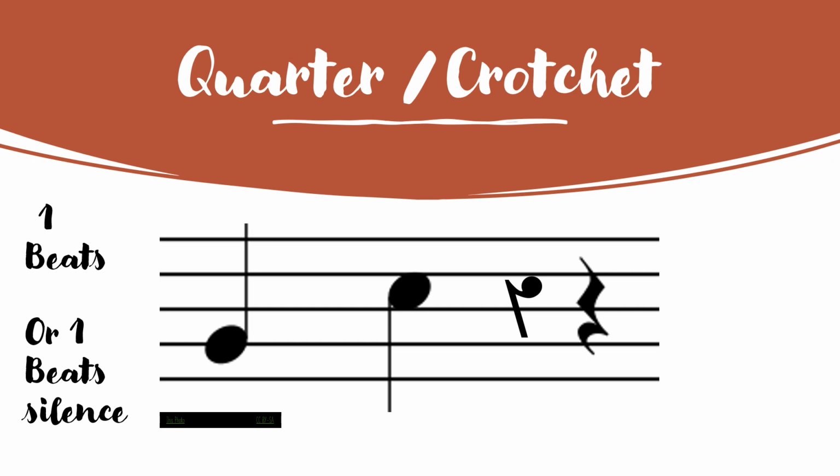The quarter or crotchet has a duration of 1 beat. The note is shaded with a line or a stem. There are two ways to draw a quarter note rest. One is similar to a backward 7, and the other way is a slanted C.